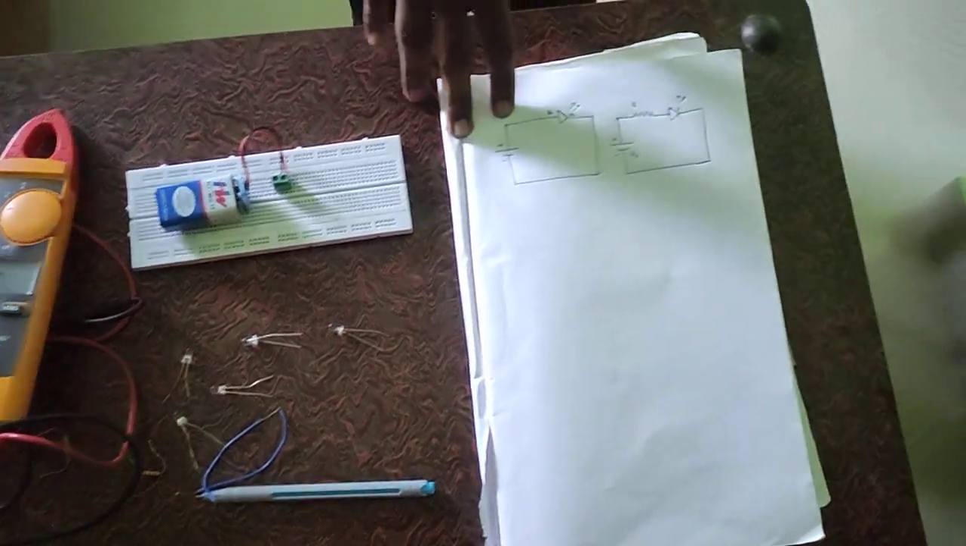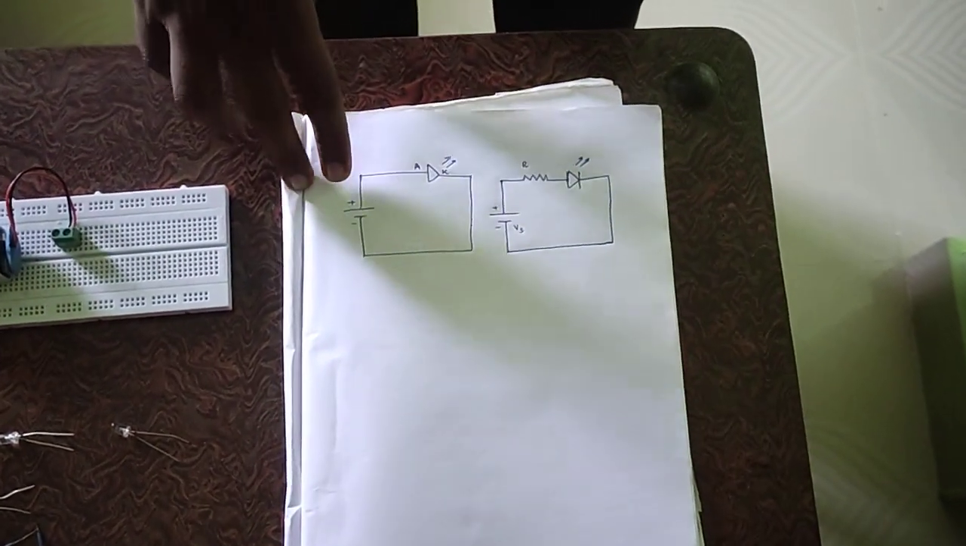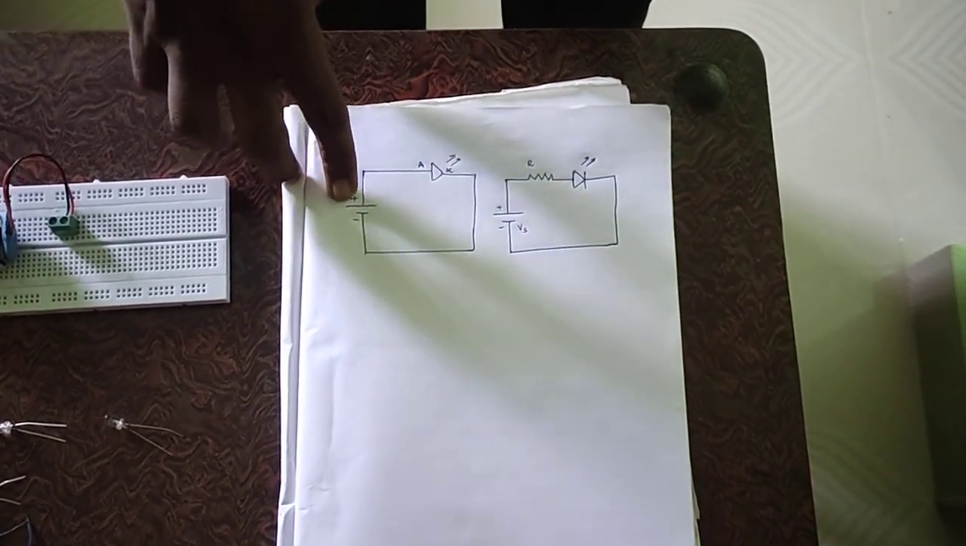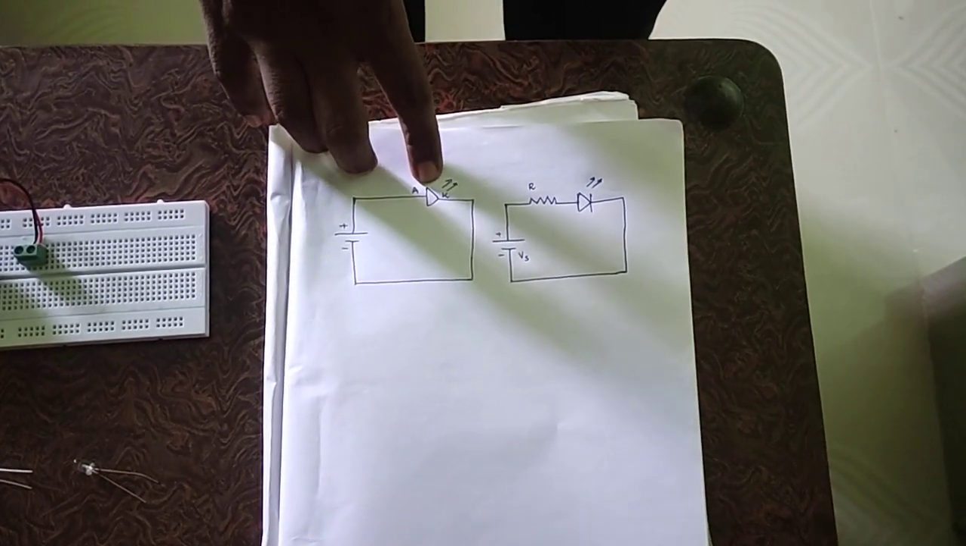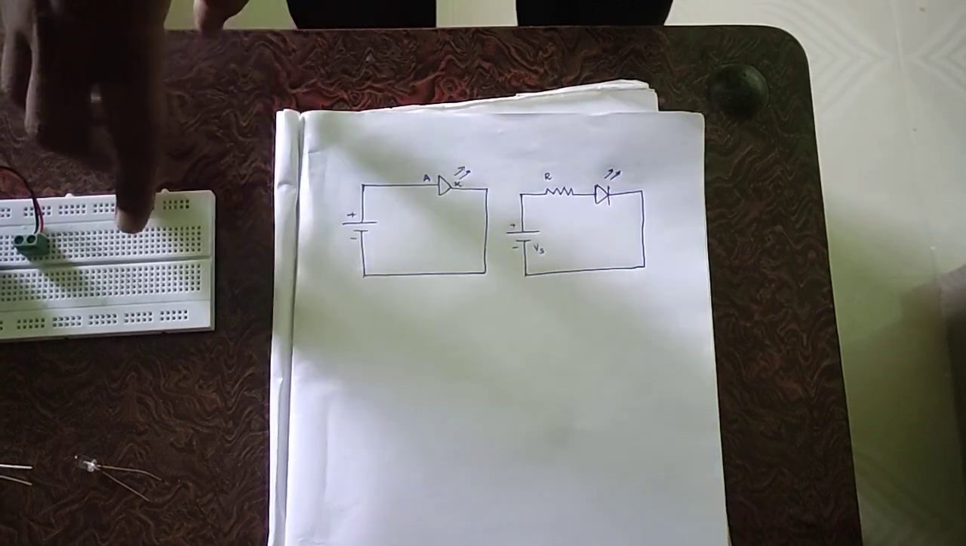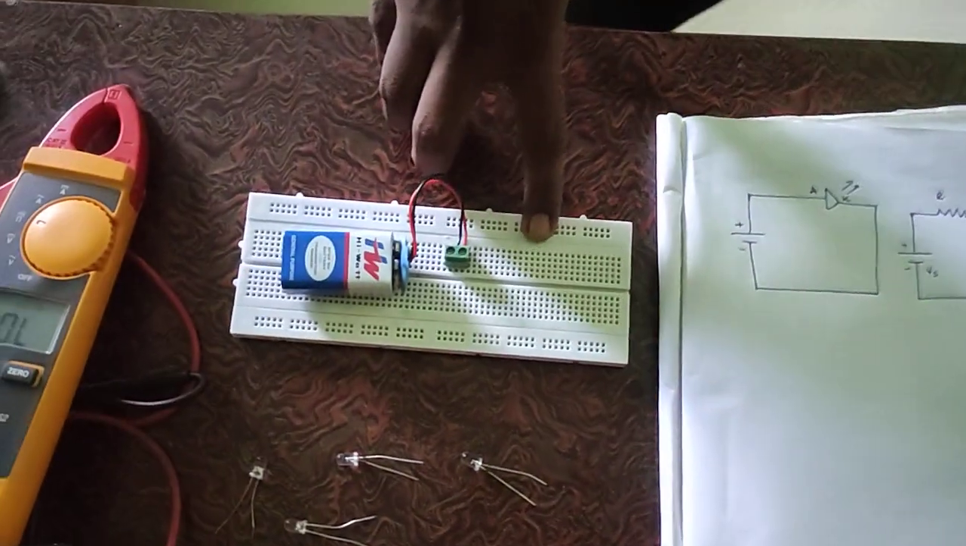Just look at this circuit. Here I have one DC battery, which is directly connected with a light emitting diode. Right, now let us try to make this circuit on this board. Let's see what we are actually seeing.